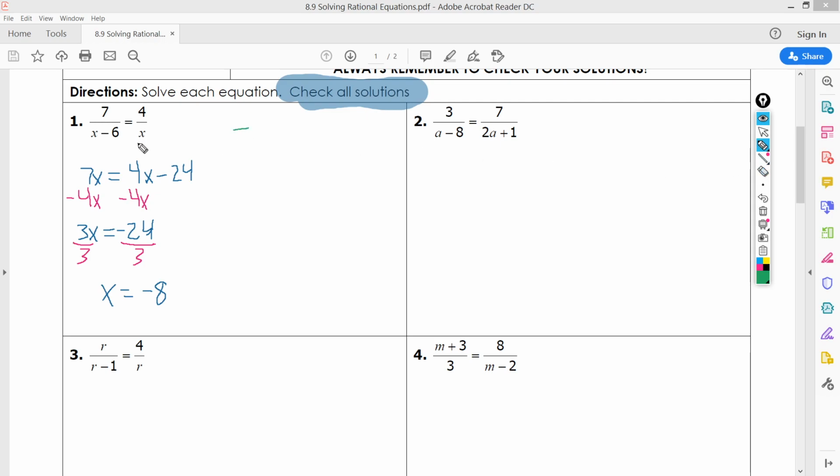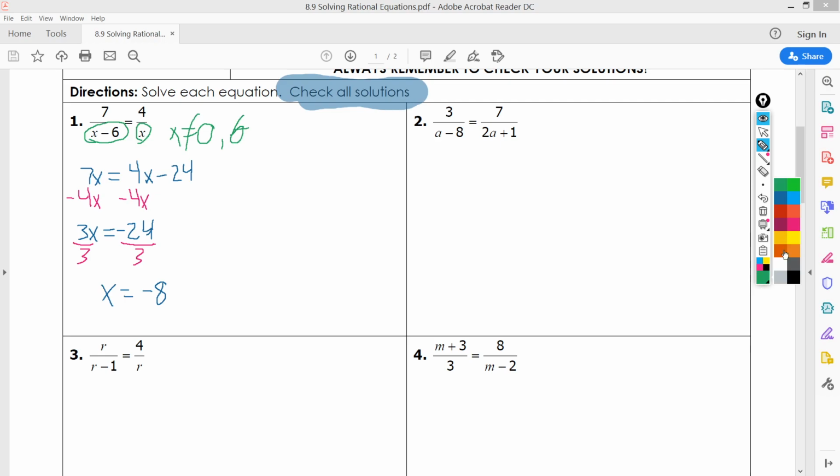Okay. If x was 0, we would end up dividing by 0. So that means that x cannot be 0. And if x was 6 over here, that would result in us dividing by 0, right? Because 6 minus 6 is 0, and that'd be 7 divided by 0. So x cannot be 0, and x cannot be 6.